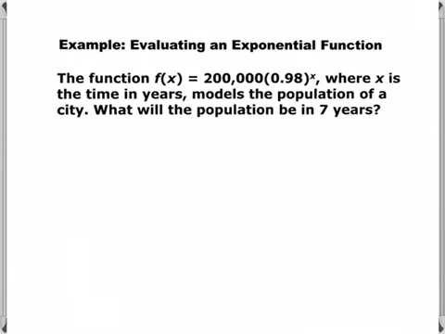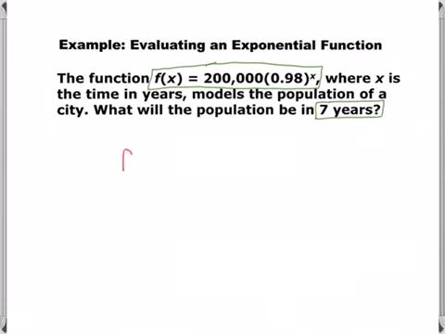We're going to look at the same thing here. We've got f of x equals 200,000 times 0.9 to the x power, where x is the time in years, and it models the population of a city. What is the population after 7 years?